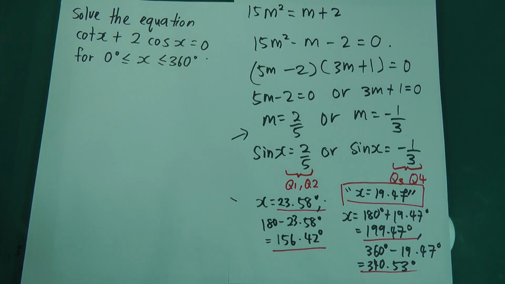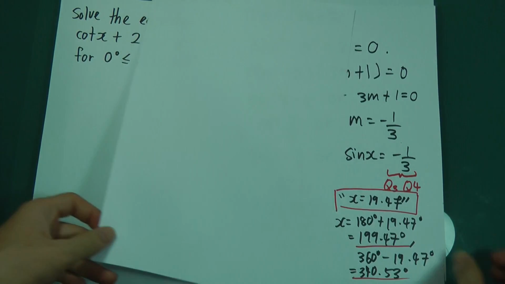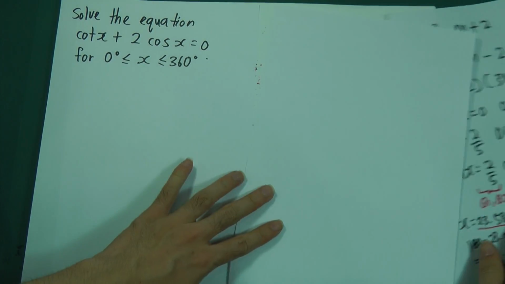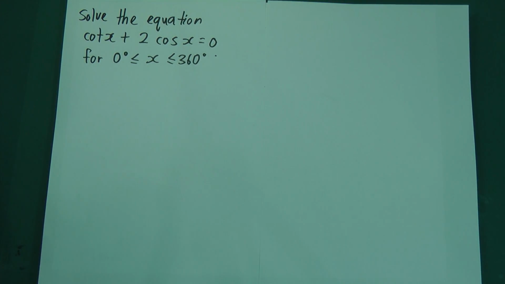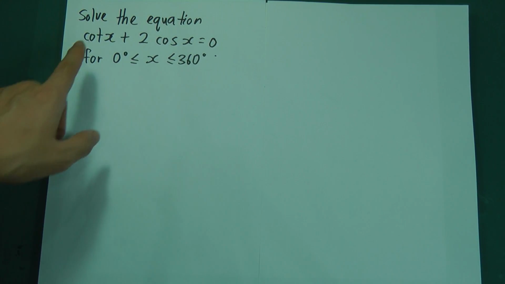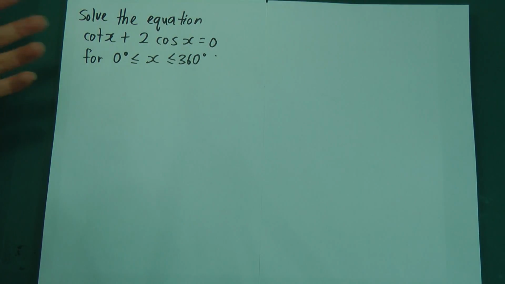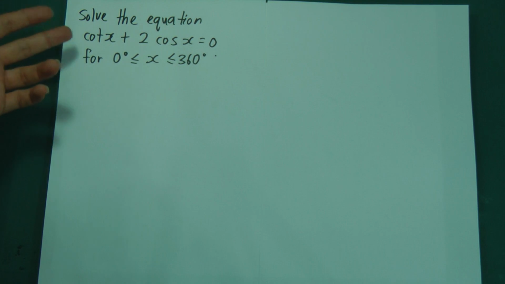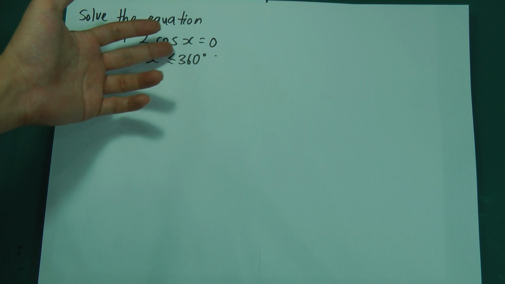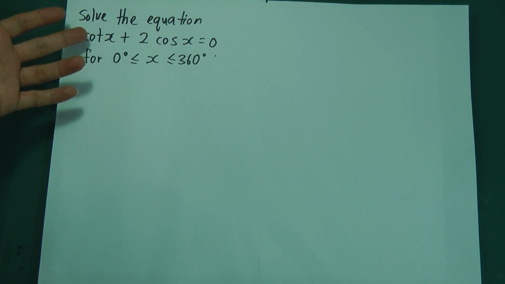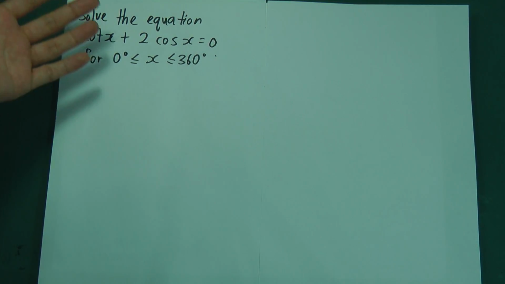Okay, I hope when I give you more examples, you can understand better how to solve this kind of question. Let's say for a question like this, it asks you to solve it, but you see something like cotangent plus 2 cos x. A lot of students know cotangent equals 1 over tangent. But with 1 over tangent and cos, you can't see any relationship between tangent and cos. So how do we solve this kind of question?